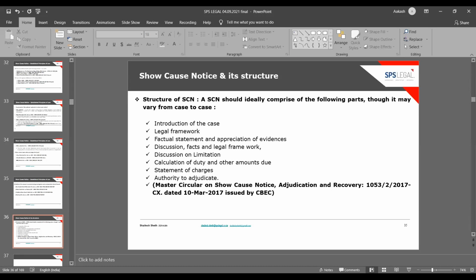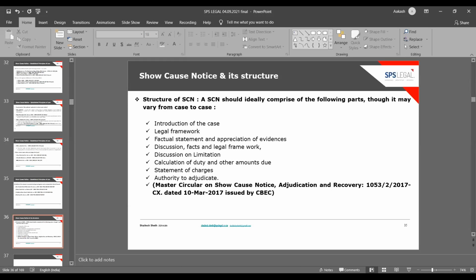So generally, it will be the introduction of the case, legal framework, factual statement and appreciation of evidence, like statements recorded and other documents analyzed, documents recovered, then the discussion, the analysis, and the conclusions drawn. Based on that, the allegations will be discussed. Then, if there is an extended period of limitation, the justification for invoking the extended period of limitation will also be discussed. Then calculation of duty and other amounts due. And finally, the authority to adjudicate.